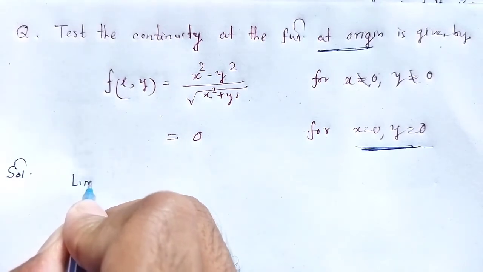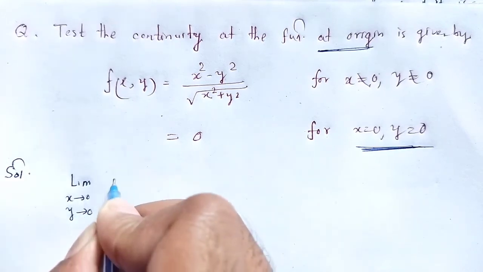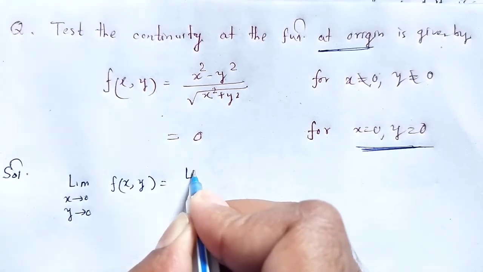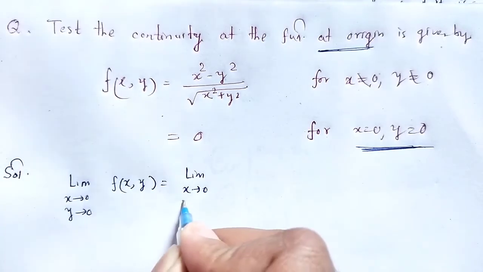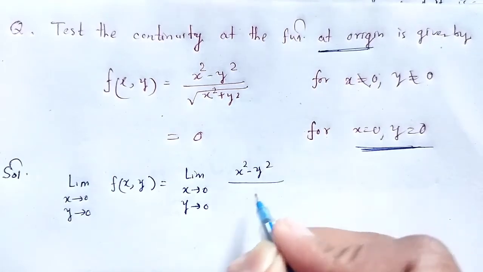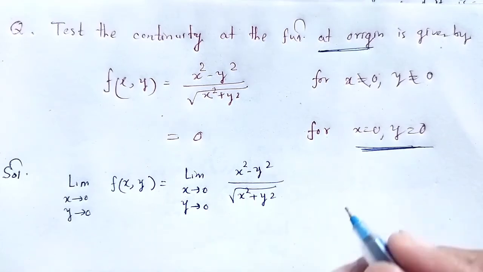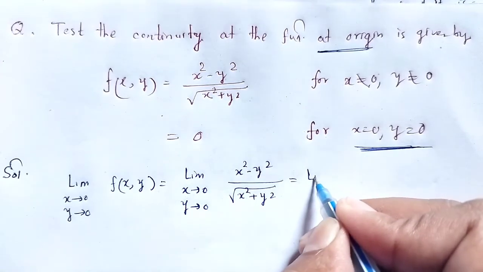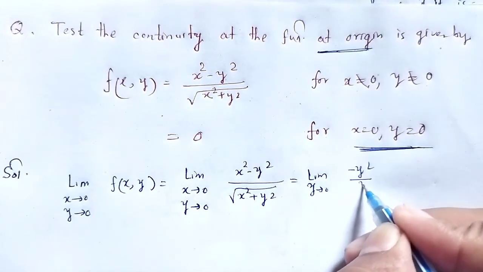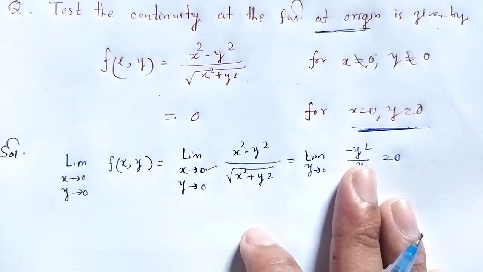Limit x tends to 0, y tends to 0, f of xy is equal to limit x tends to 0, y tends to 0, square root of x square minus y square divided by x square plus y square, which is equal to limit y tends to 0, minus y square divided by y, which is equal to 0. Evaluate at x tends to 0.